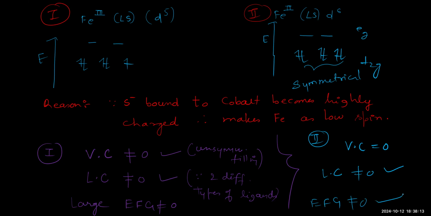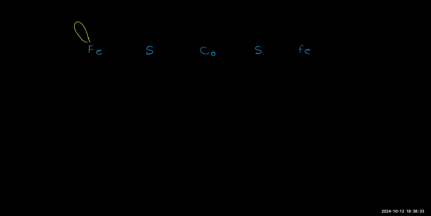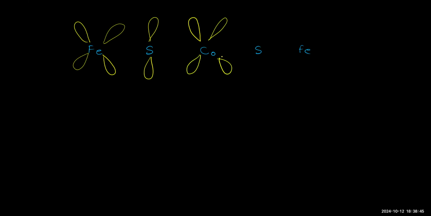Now, how does the interaction work in these cases? Why on heating are we seeing the exchange, and on lowering of the temperature it is not there? Firstly, we make the orbitals of iron, sulfur, cobalt, sulfur and iron. Cobalt and iron are having d orbitals, sulfur is having p orbitals.